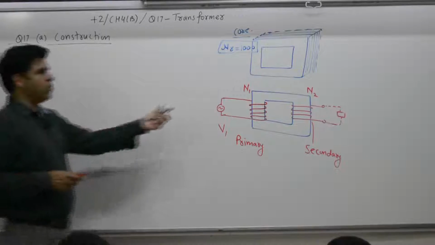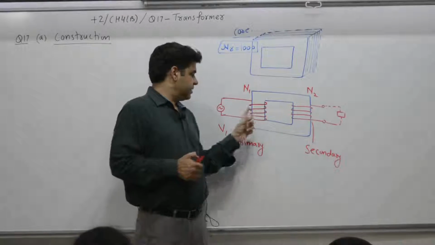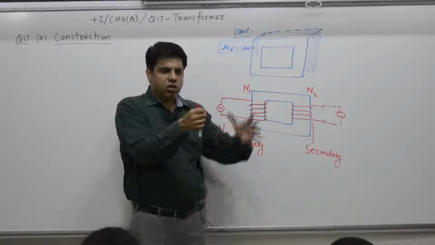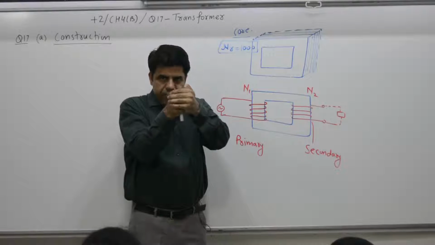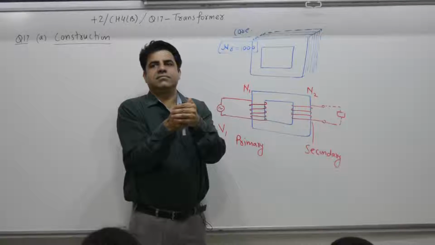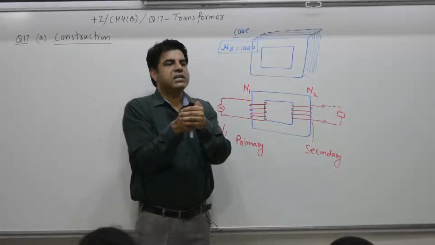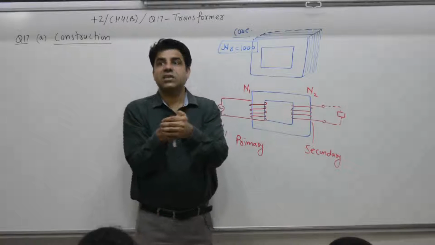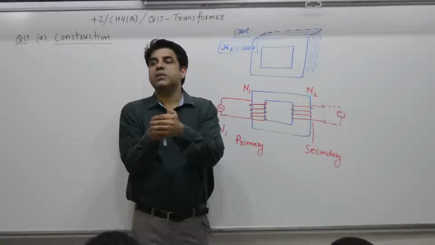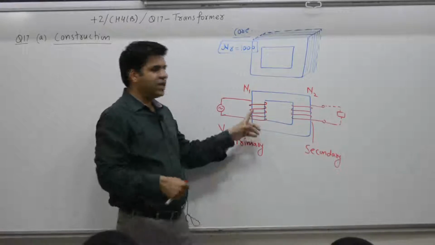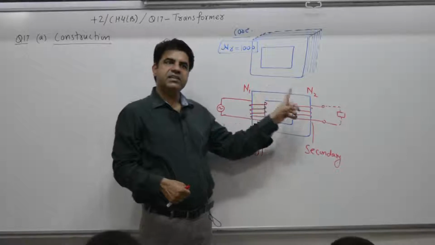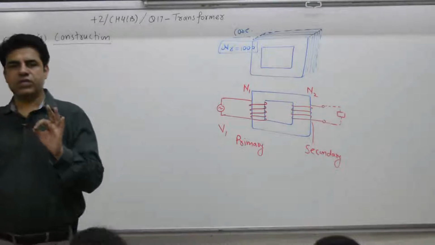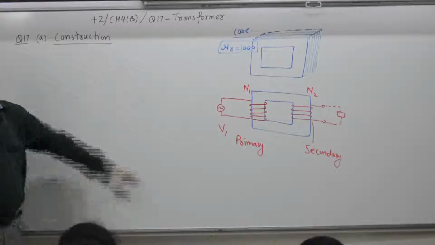This is a theoretical model. Practically, it is first this limb, first winding primary. On the same limb you have the secondary winding, coaxial. Why? So that flux leakages are less and flux linkage or mutual induction is better. But for the theoretical model, we show primary on one side and secondary on the other side. 4 minutes with you to write the construction of a transformer. First part, construction.